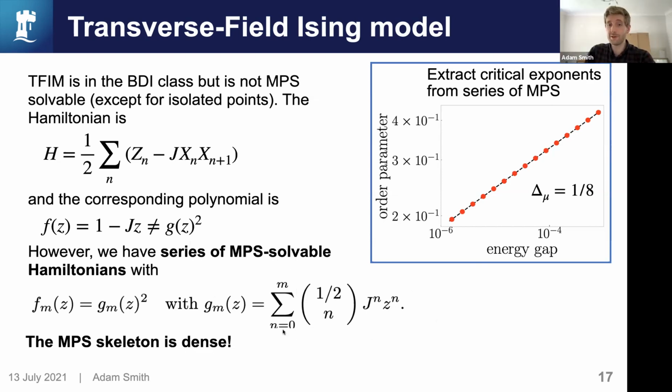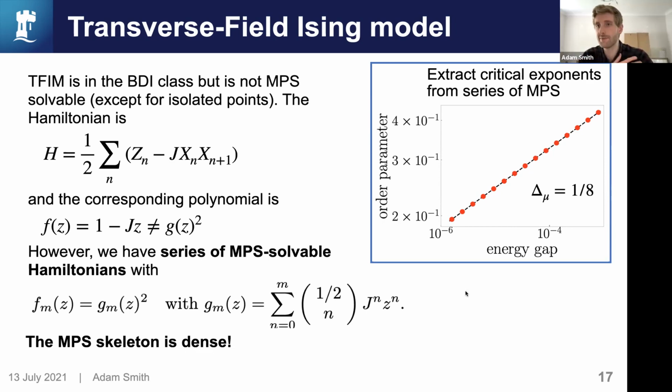Right, and then what we can do is we can increase the order of this g of m, get closer and closer to this transverse field Ising model, and then we can actually do a number of neat things. We can extract critical exponents, for example, from this series of MPS. So here we show how the order parameter is scaling as a function of the energy gap at the critical point, and we can extract the known result, but now through a different method.